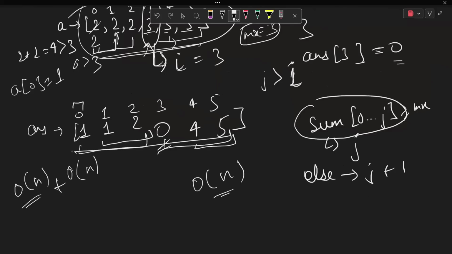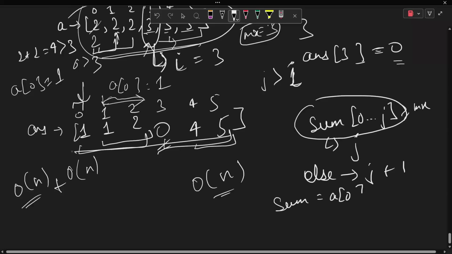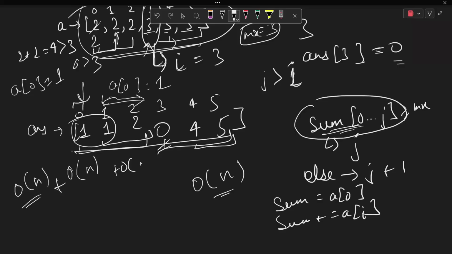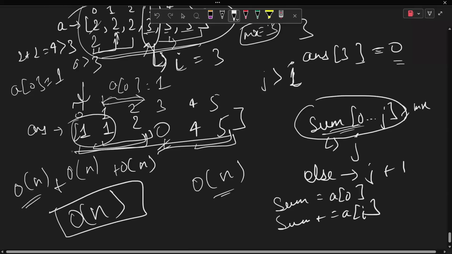And then for the remaining, you would start from here. Assign a0 as 1, and for the remaining elements, you would move one by one. You would maintain a variable sum, which would be a0 initially, and then do sum plus equal to ai, so that you are adding up these sums, and check whether this sum is greater than or equal to mx. So in O of n more, you can do this full operation. An overall complexity of O of n would be fine to solve this problem.